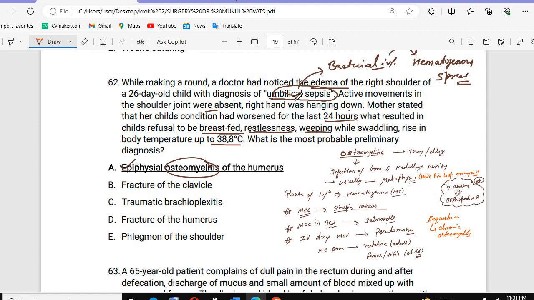If you see something like a pre-existing infection, as in this question where there is umbilical sepsis, and after that we see a problem in the joints, pain and all these bone-related problems, then understand that it is talking about osteomyelitis.